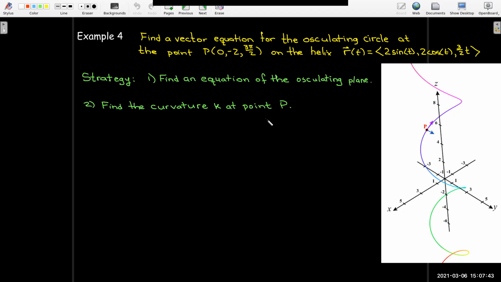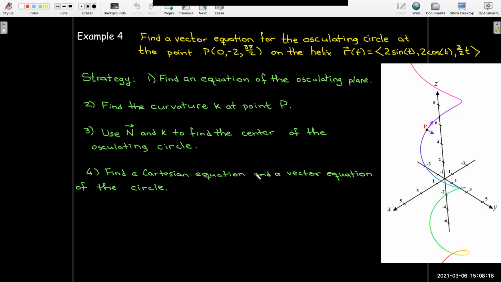Then I need to find the curvature of the helix at point P, because that'll tell me the radius of the circle. So now I know the plane in which the circle lies, and I know the radius of the circle, and I know this point P lies on the circumference of the circle. I know that the center is going to be on the normal line. So now I have all the information to find the center of the circle. So once I've got the center of the circle, I can get first a Cartesian equation, use the information for the plane, and then get a vector equation.